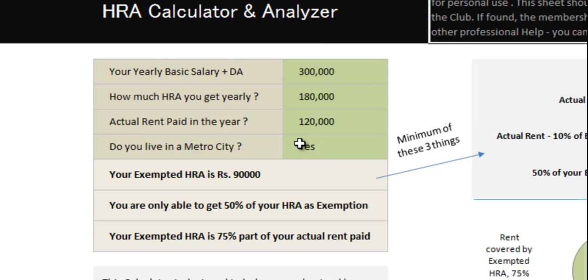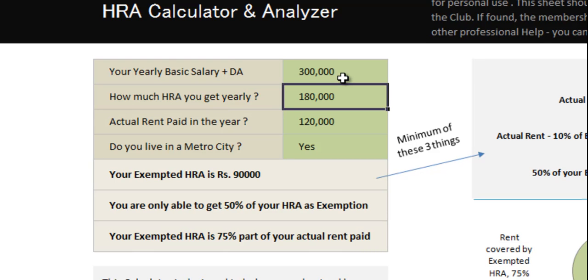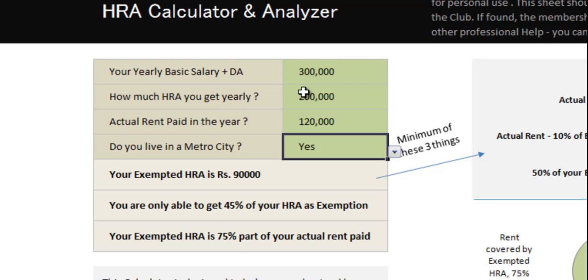So all you need to do is put your basic salary and DA for entire year. So let's say a person is getting 3 lakh of basic salary and DA, and then how much HRA you get yearly. So if he gets, let's say, 2 lakh of HRA every year, and the actual rent paid by him in a year is, let's say, 1,20,000. So he is paying 10,000 rupees of monthly rent. Is he living in a metro? And then he chooses yes or no. Let's say no, for example.